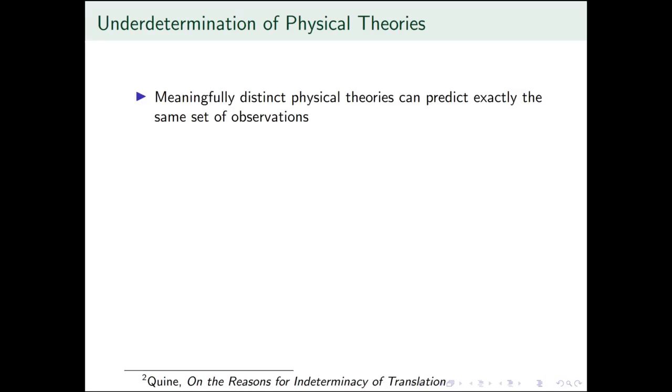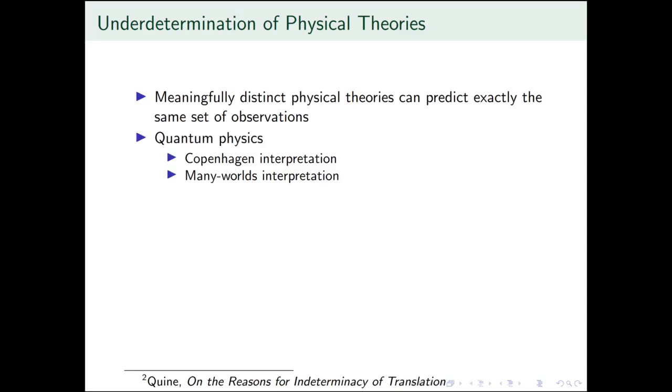First, he claims that there are meaningfully distinct theories of physics that predict the same set of observations. For instance, in quantum physics, the Copenhagen interpretation and the many worlds interpretation predict exactly the same sets of observations, but they do so in radically different ways, describing profoundly different relationships between observer and observed.